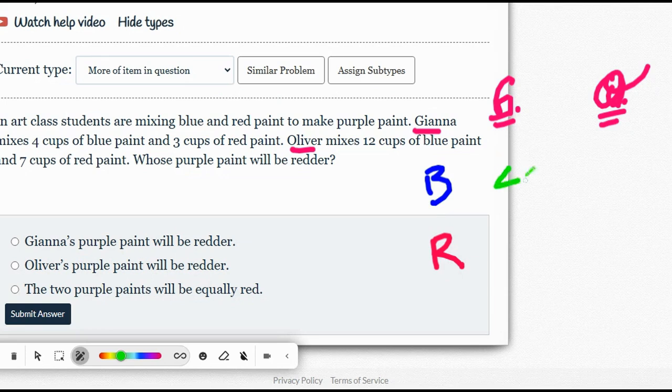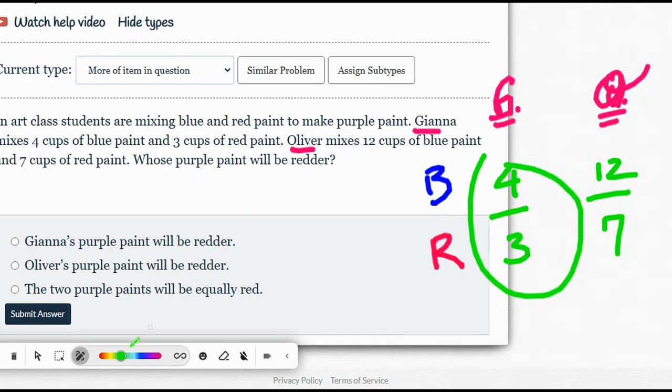Gianna uses 4 blue to 3 red. Oliver takes 12 blue and 7 red. Which purple paint will be more red? So the question is something like this, right? The ratio of blue to red for Gianna is 4 to 3, whereas Oliver is 12 to 7. Who's got more red going on within the whole batch? Something like that.